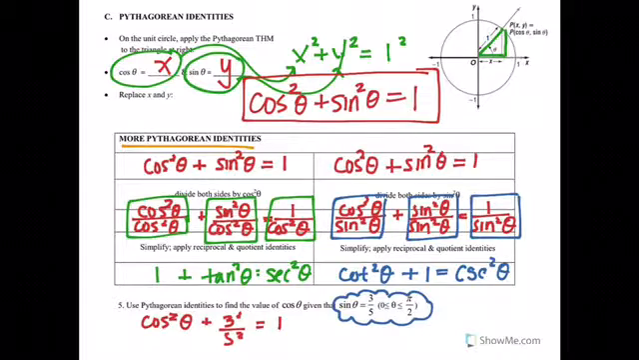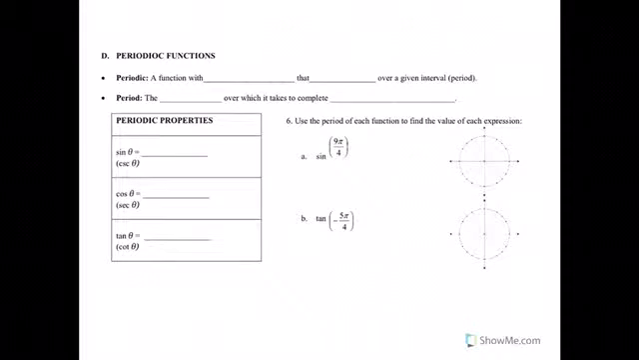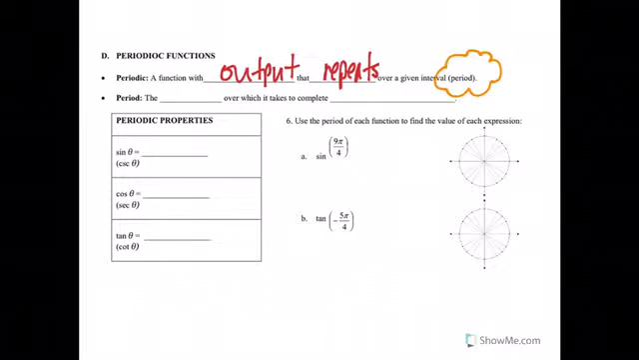All right, the last identities we want to look at are the periodic identities. Okay. Periodic functions are functions that have output that repeats over a given interval, and this given interval is what we call the period, right? How often does it repeat? So, the interval over which it takes to complete one cycle, right? In other words, how often before it starts to repeat.